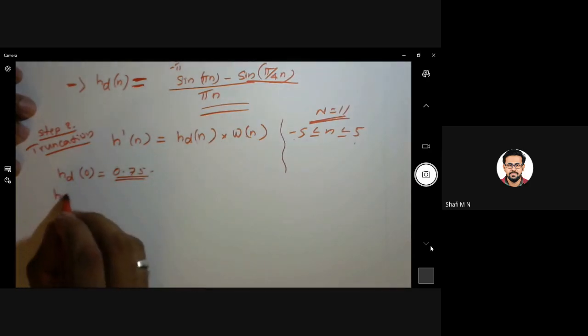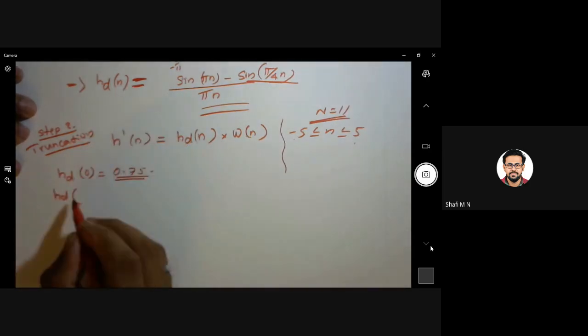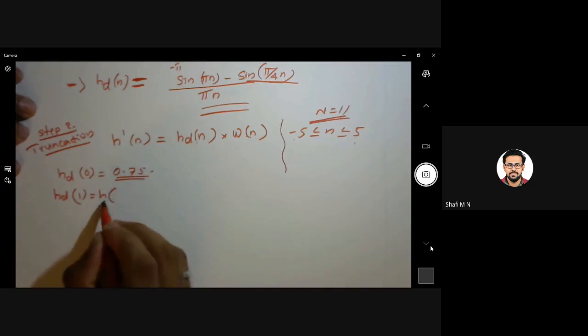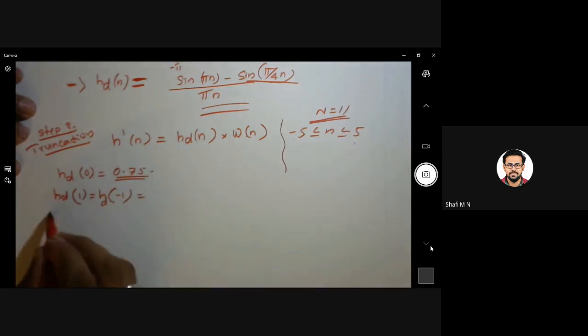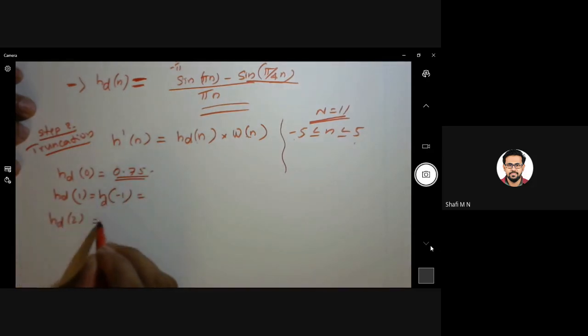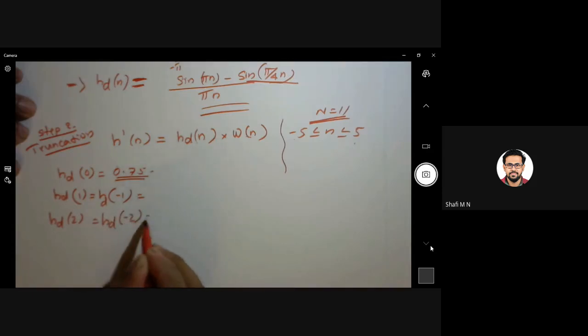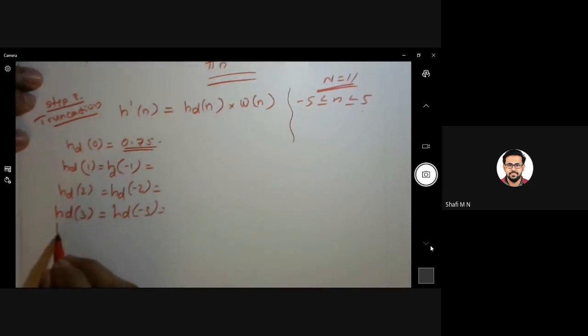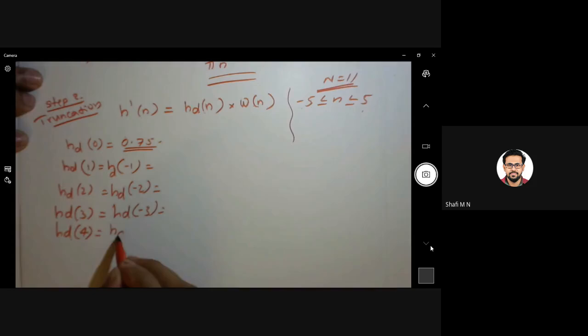Then you can find hd of n. So you can find hd of 1, that will be equal to hd of minus 1. Then hd of 2 equals hd of minus 2. We have already done this in the last class. hd of 3 equals hd of minus 3. hd of 4 equals hd of minus 4. You just copy those values. Okay, hd of 5 equals hd of minus 5. You will get all these values.